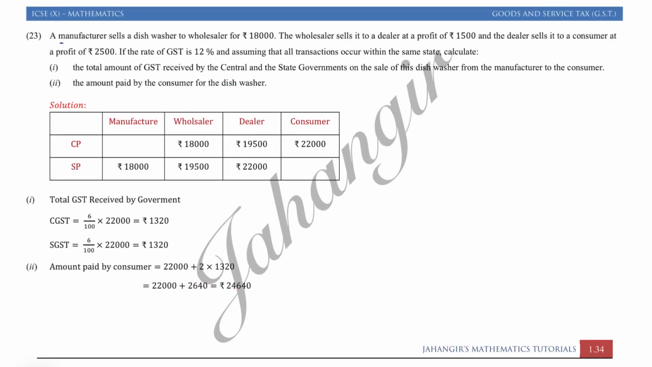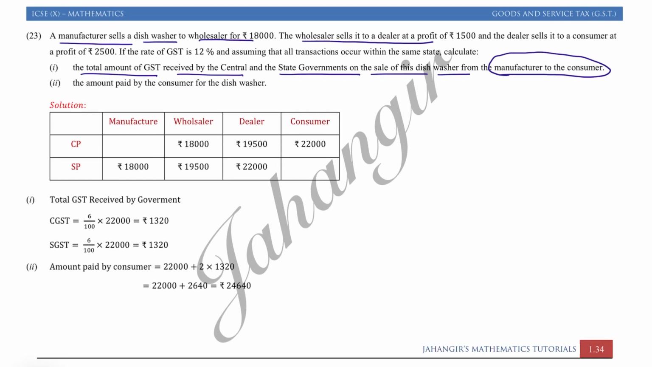Question number 28. A manufacturer sells a dishwasher to a wholesaler for rupees 18,000. Wholesaler sells it to the dealer at a profit of 1500 and dealer sells it to consumer at a profit of 2500. If the rate of GST is 12% and assuming all transaction occurs within the same state, calculate the total amount of GST received by central and the state government on the sale of this dishwasher from the manufacturer to the customer. See, here we have to find total GST from the manufacturer to the customer.